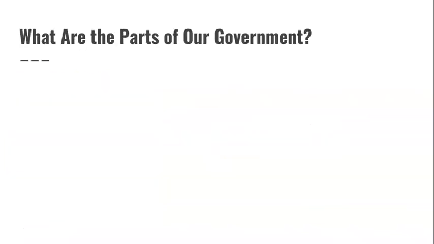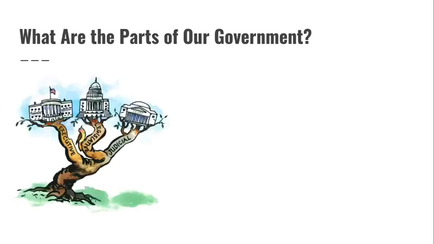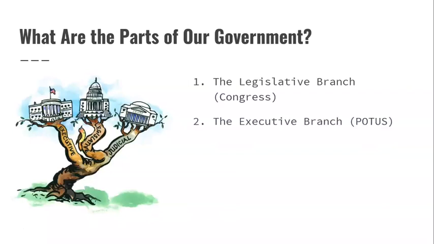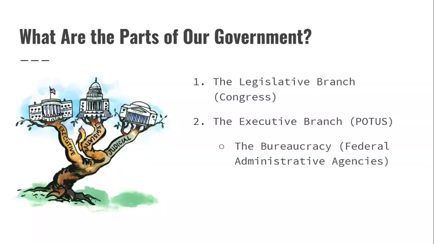Next, what are the parts of our government? So there would be three branches. So let's look at those. All right, so we have the legislative branch or Congress. The executive branch, also known as POTUS, or President of the United States, which includes the bureaucracy, all the federal agencies. And of course, the last would be the judicial branch and the federal court system.